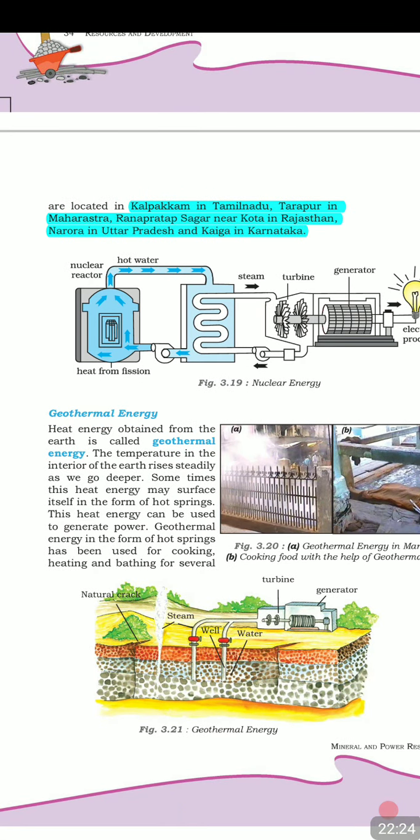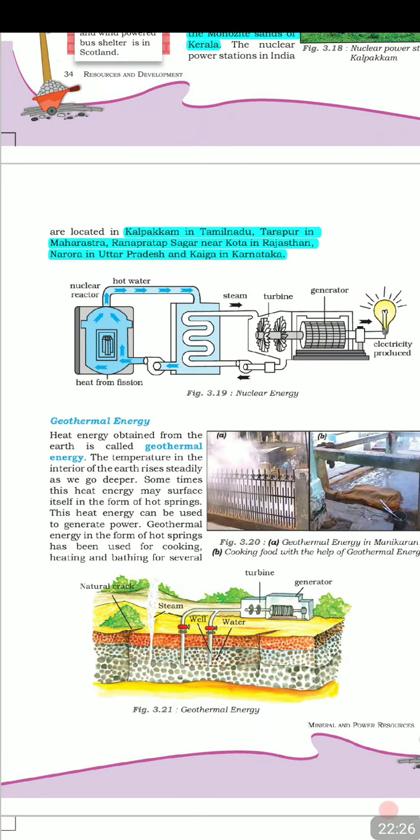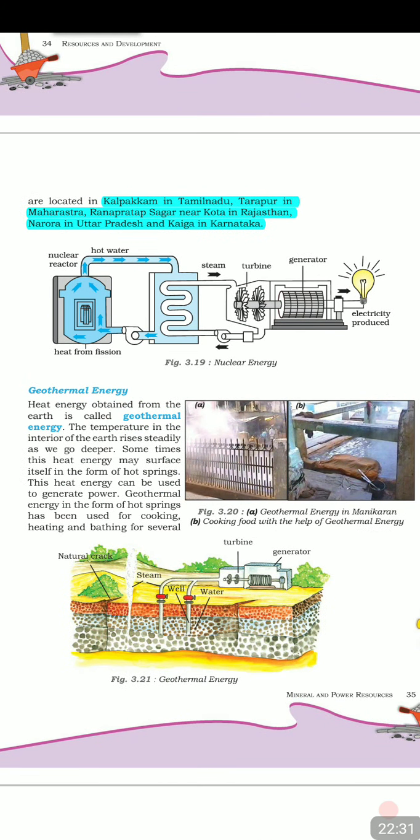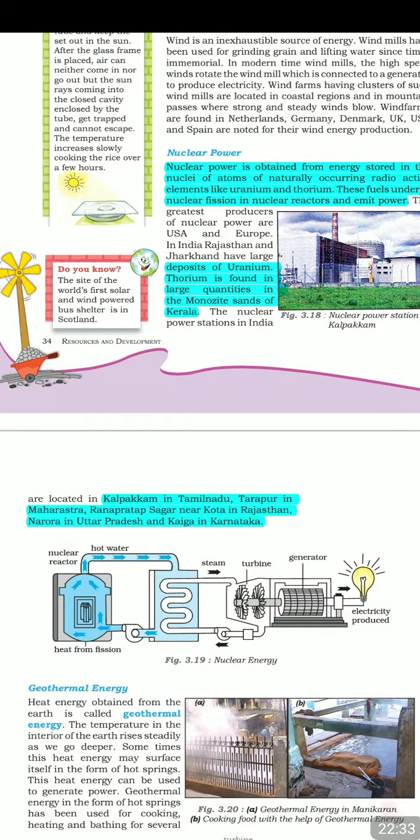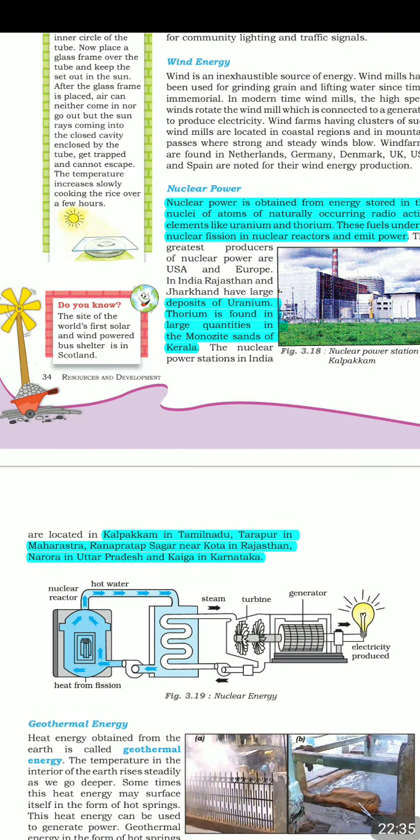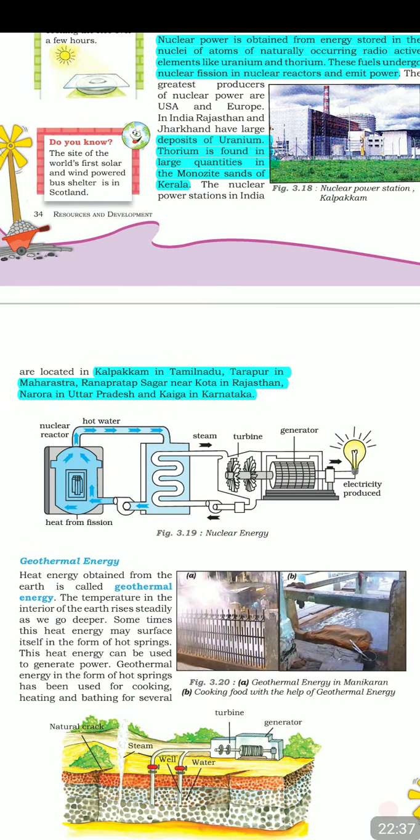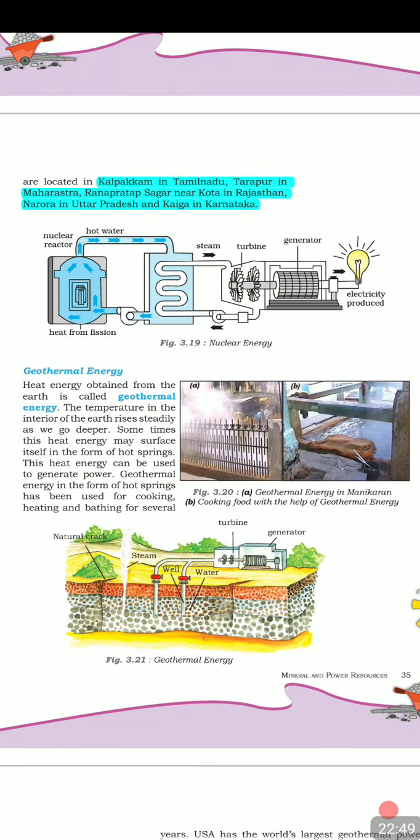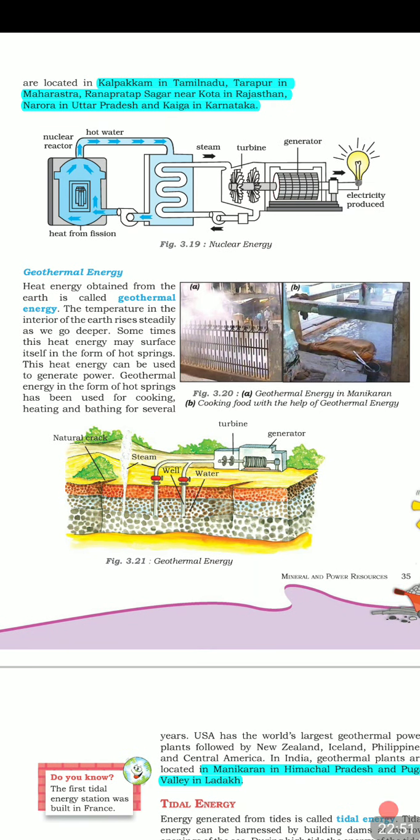So this is how the nuclear reactor works, right? Heat from the fission of uranium occurs and energy is produced. Hot water converts into steam, which eventually helps in running the turbine and generating electricity, right? So that's a very simple process.